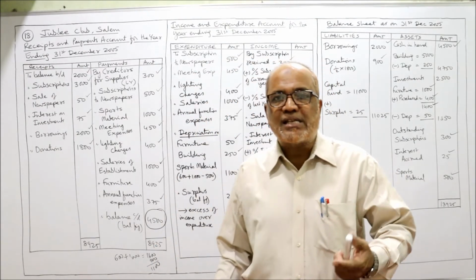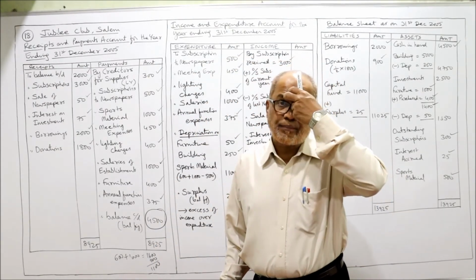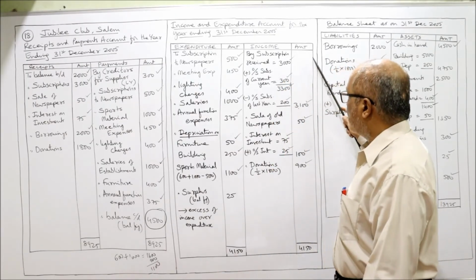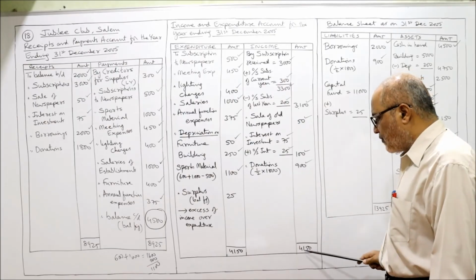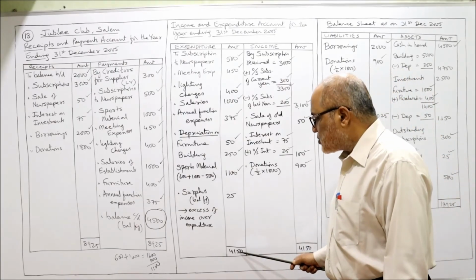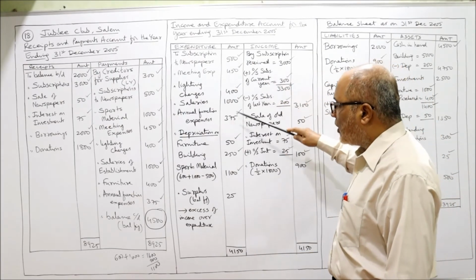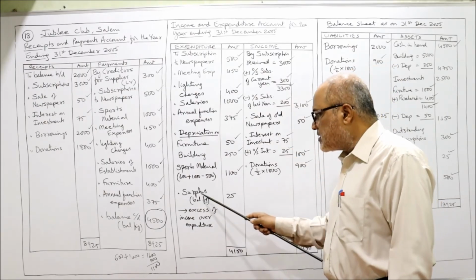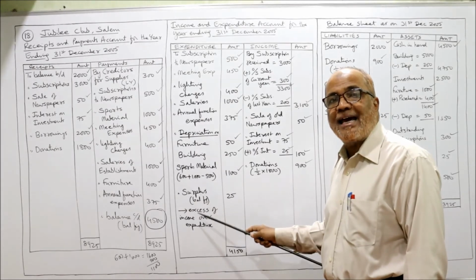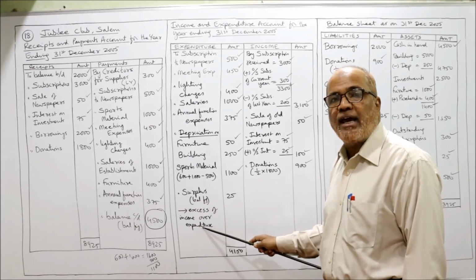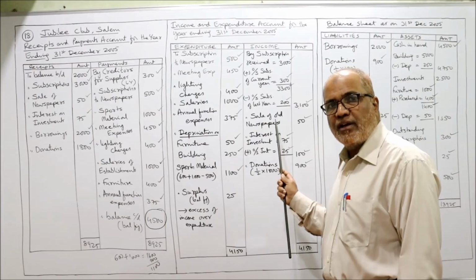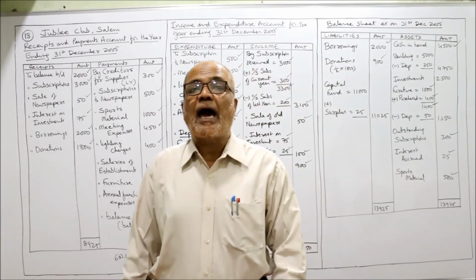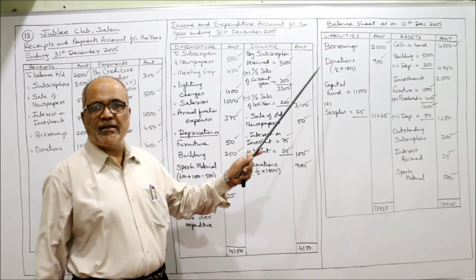Now we'll find out whether there is surplus or deficit. So here in this problem, the credit side is more, income is more. If you take the total of income side, 4150, from 4150 deduct all debit items. The balancing figure is 25. So what is this 25? Surplus, excess of income over expenditure, 25. This surplus will be added to capital fund on the liability side.